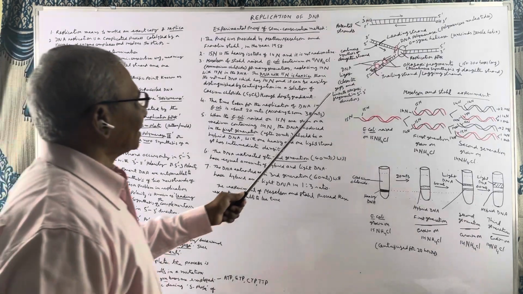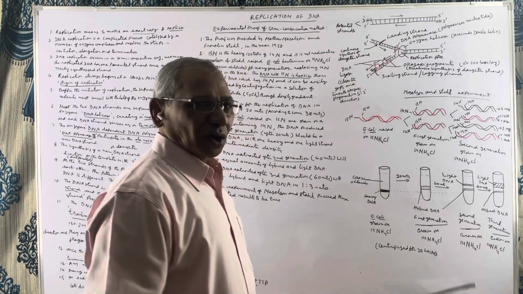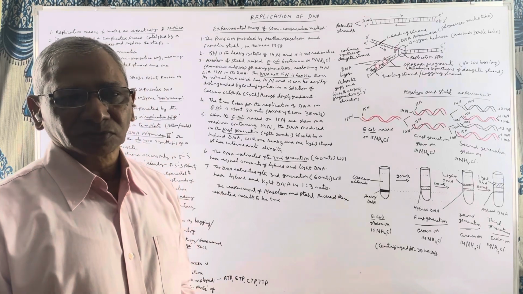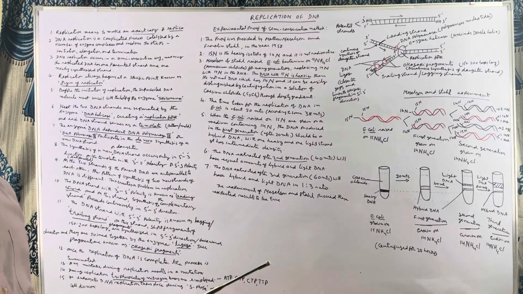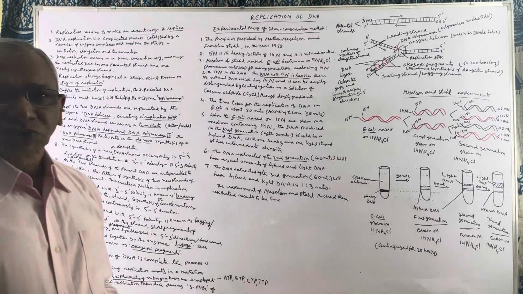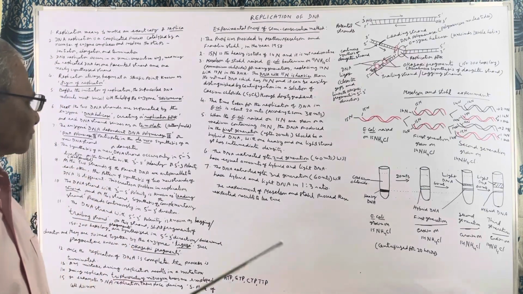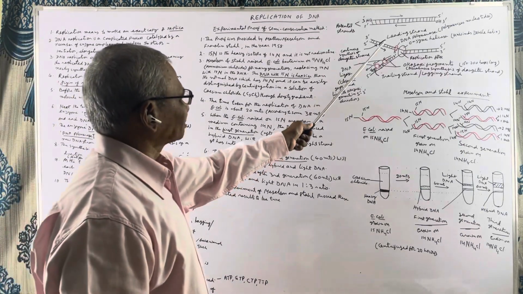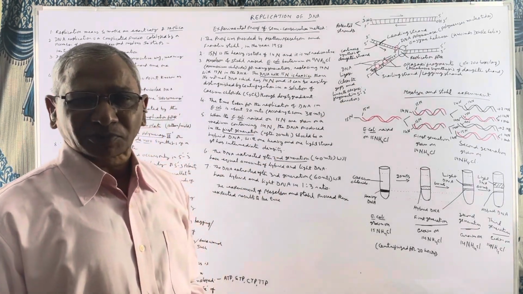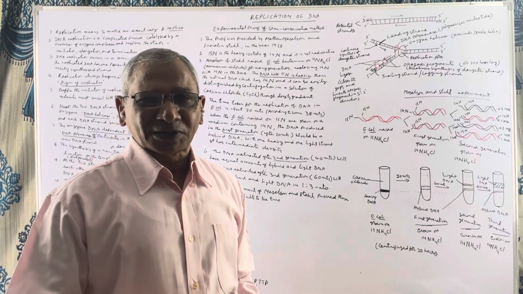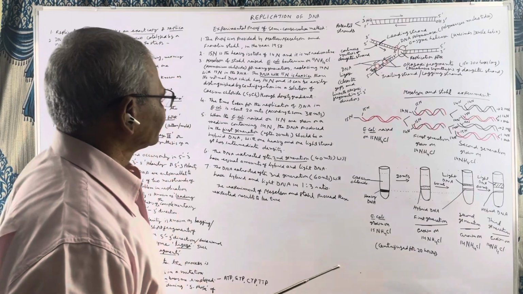Then, each strand, here, this one, they form templates. Templates means a pattern or a mold which helps in creating its counter copy. So, both the strands participate in replication. That's a very important point. In the case of transcription, only one strand participates. But in the case of replication, both the strands participate.